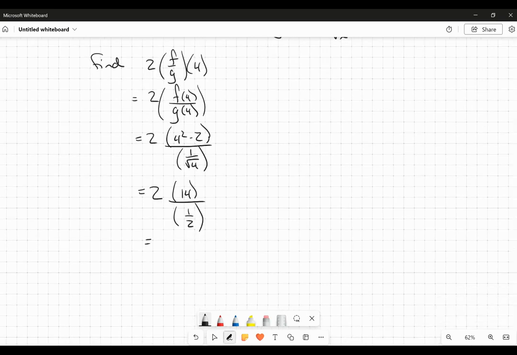Okay, now I'm dividing by a fraction, so this is going to end up being 14 times the reciprocal, 2 over 1. And so essentially this is going to be 14 times 2, or 2 times 14, which is 28, times 2, or 56. And that's what we're looking at with this notation.